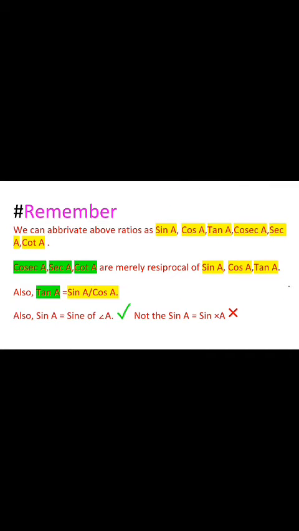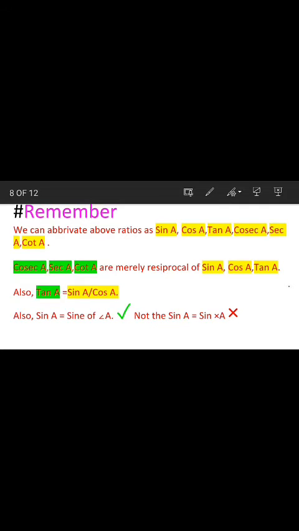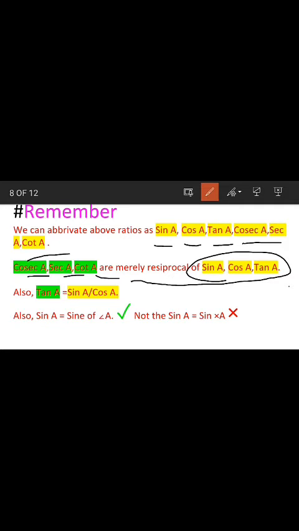Okay class, starting with the first one, always remember class, you can abbreviate sine of angle A, cosine of angle A, tangent of angle A into sin A, cos A, tan A, just like this. I have done it here: sin A, cos A, tan A, cosec A, sec A, cot A, because in this way it is very easy to remember them. Now class, another thing that you need to remember is that cosecant, secant and cot A are merely reciprocals of sin A, cos A and tan A. Yes, you have learned it in the previous slide.